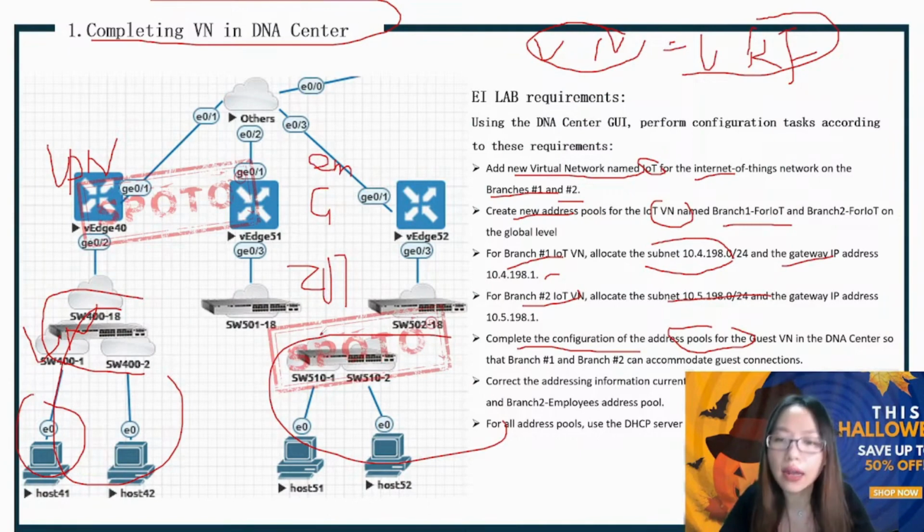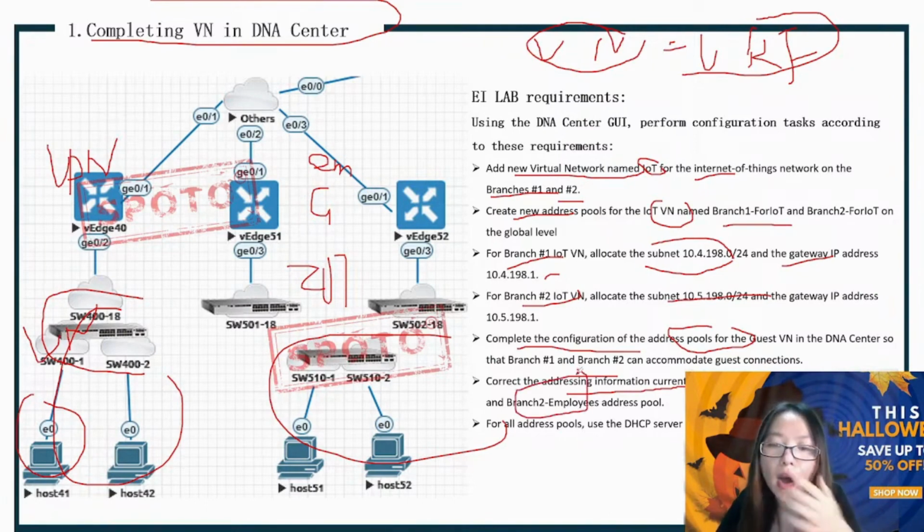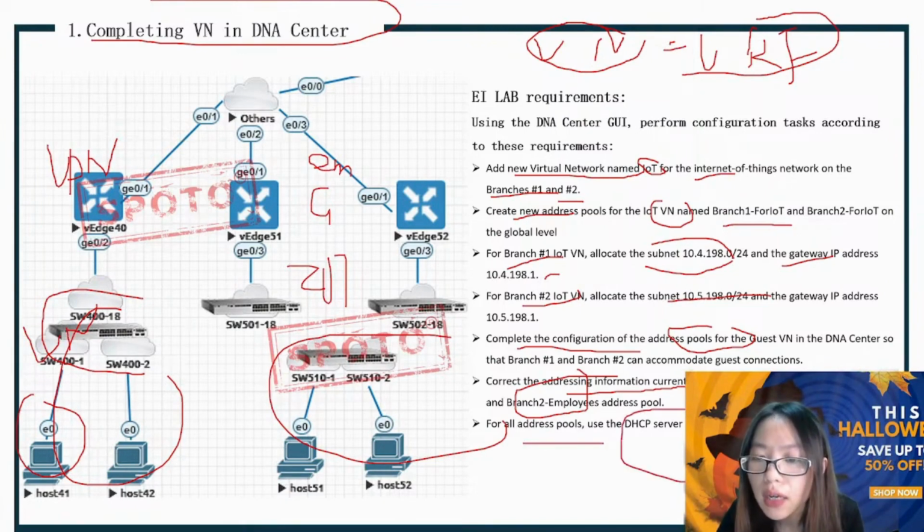Okay, so there are 3 VPN, and so create address pool. So address. Okay, so because the list is about our address pool, correct the address pool information currently defined for the branch 1 employee. So the employee address pool has a problem. Okay, so for all address pools, use the DHCP server to allocate addresses to a client.